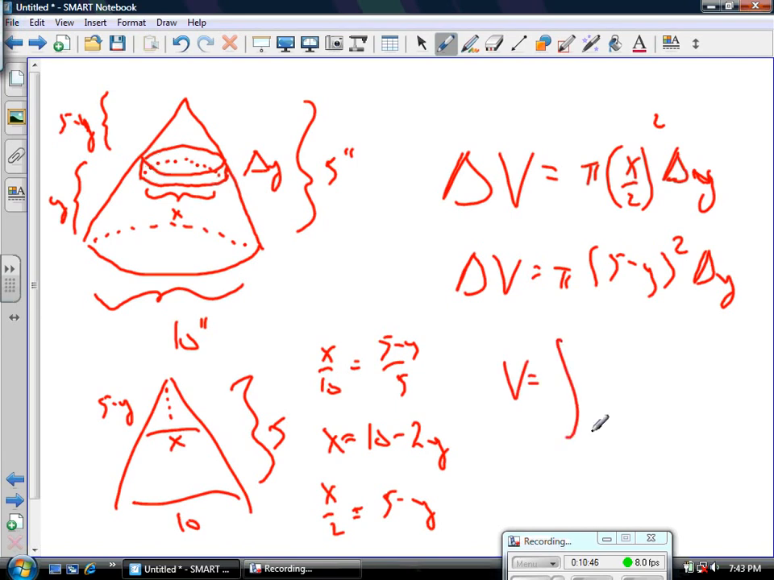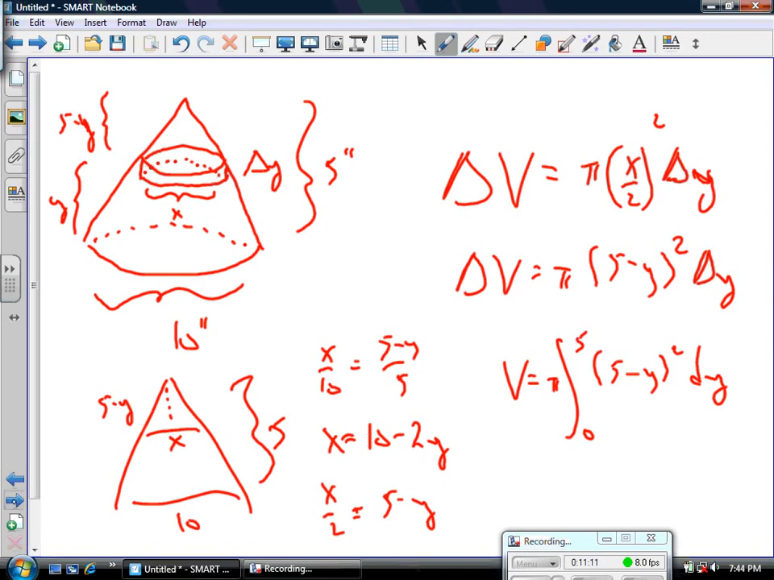So v is the integral from 0 to 5 again, right? Isn't it the y values, if you think of this as the base being 0, going from 0 to 5, okay, of pi r squared dy. And now you can do it. Okay. How do you integrate that?